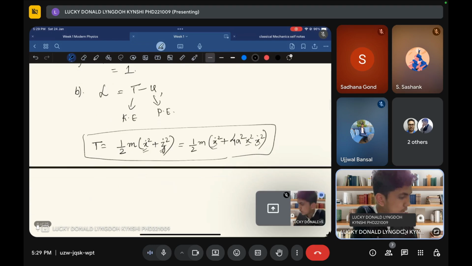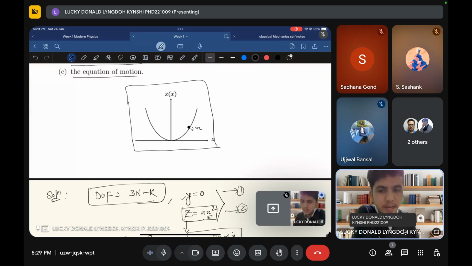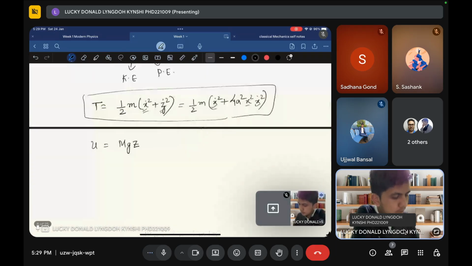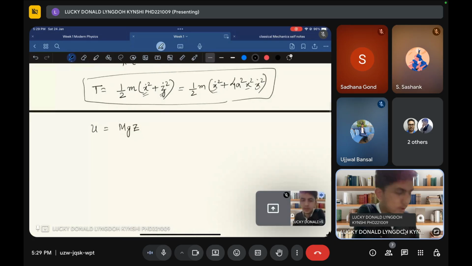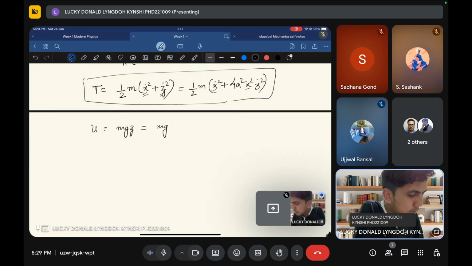So this is your kinetic energy, and the potential energy is equal to what? Potential energy is simply mgz, right? Because your mass m is at the height z. Okay, so it's simply mgz. That is your potential energy. Sorry, this should be small m actually. It should be mgz. Again, now your z can be simply replaced, and z is actually ax square.